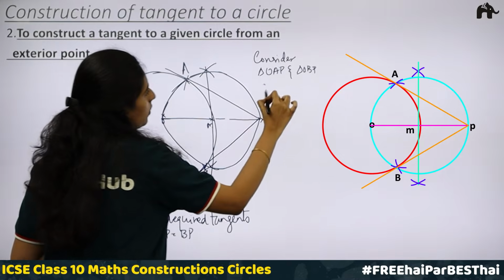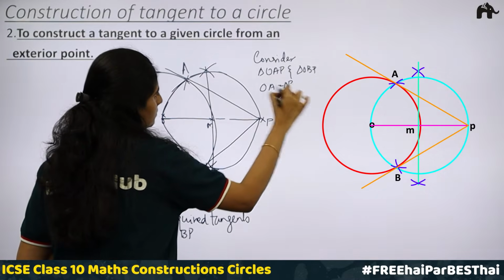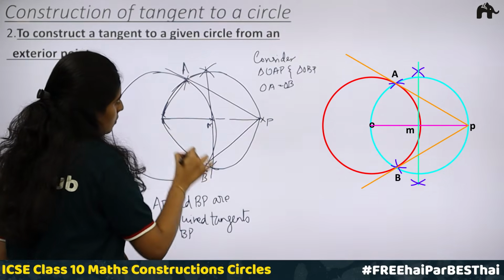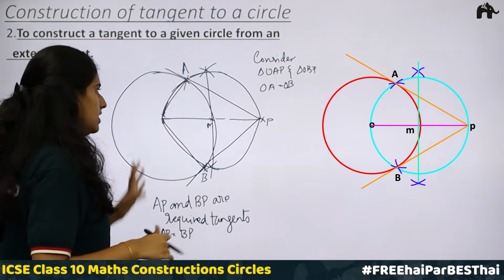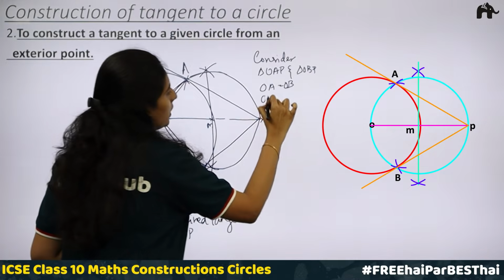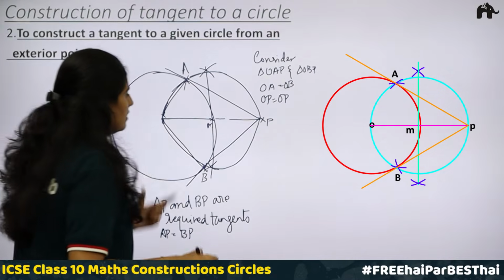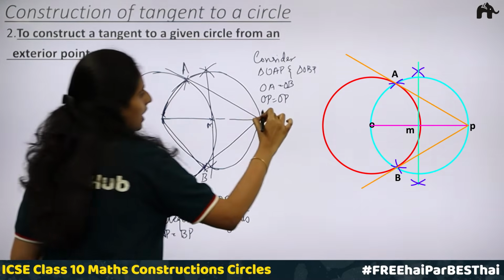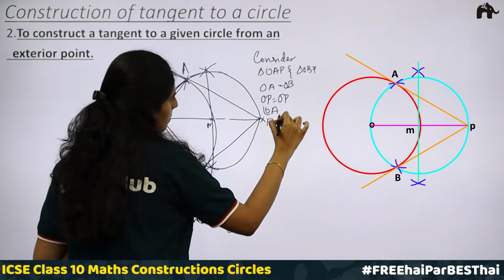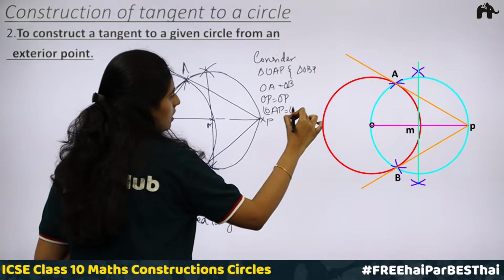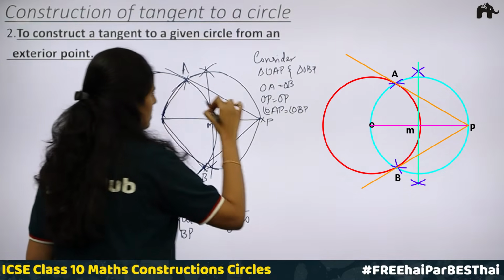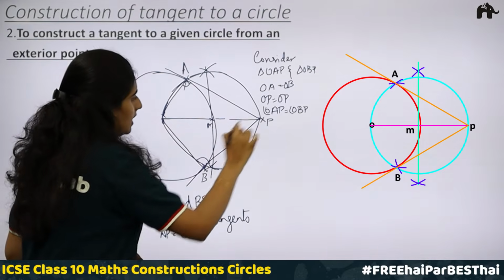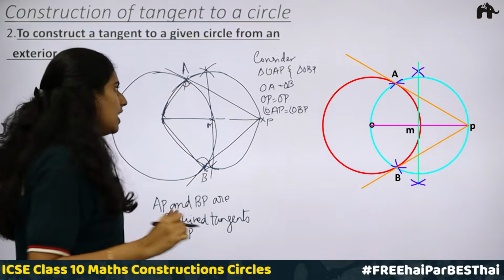We'll be having OA equal to OB. What is the reason? OA and OB are the radius of the circle. They will be equal. OP equal to OP. What is the reason? OP is common to both. And angle OAP will be equal to angle OBP. What is the reason? This angle will be 90 degrees. The angle between radius and tangent will always be 90 degrees.